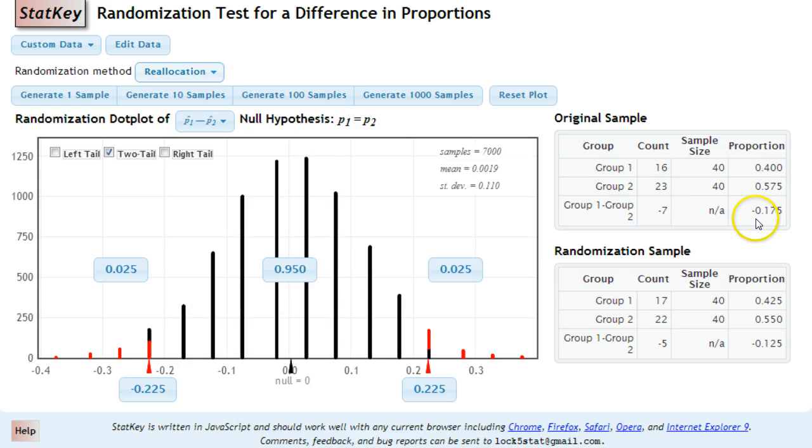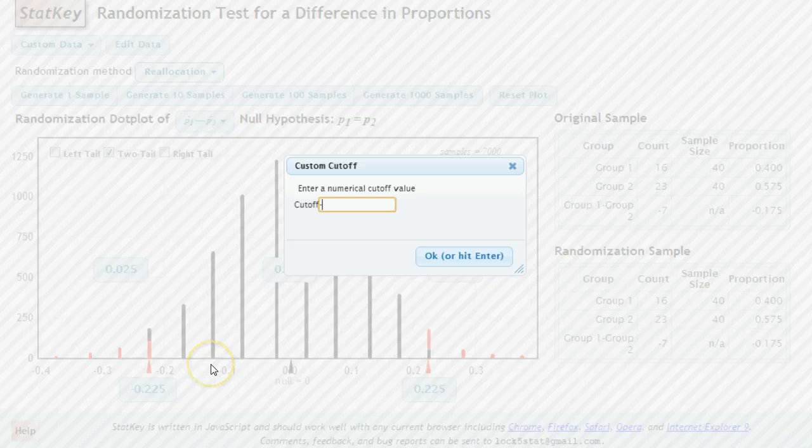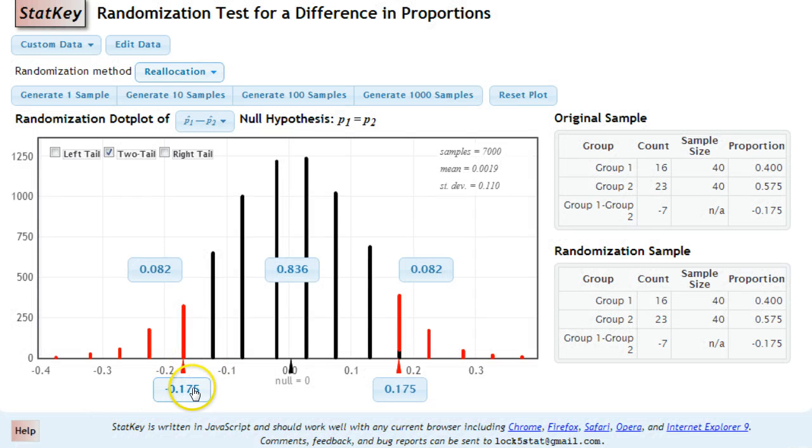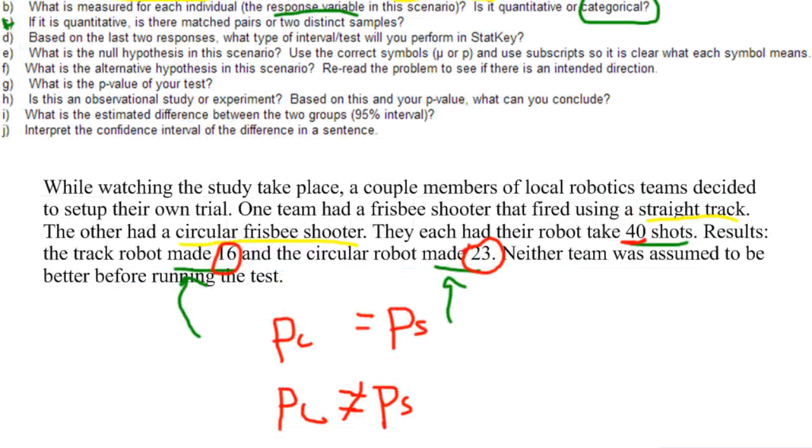So if you look here, we have a sample proportion difference of negative 0.175. So I'll go into here and type in negative 0.175. When we do that, we get ourselves a p-value. We have 0.082 on this side and an additional 0.082 over on the other side. Add those together and we have about 0.16. So our p-value, going back to our original problem, is going to be approximately 0.16.